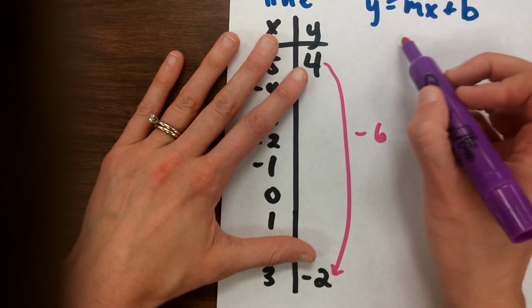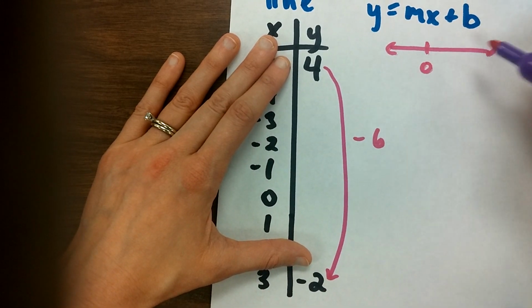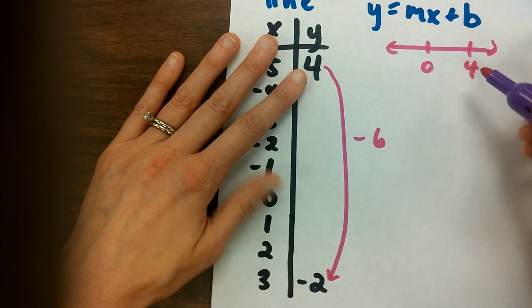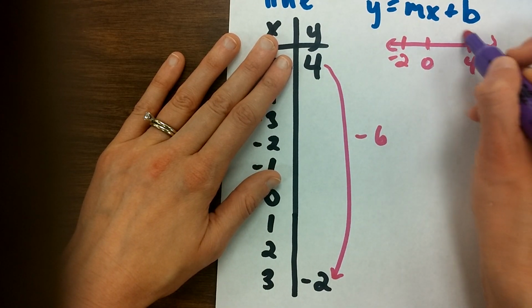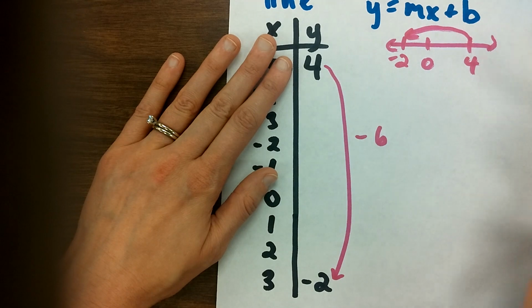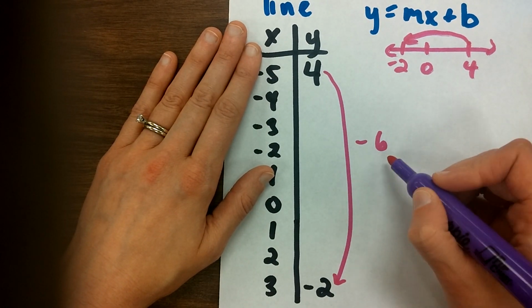Like if you think about a number line, if this is 0, if you start at +4 and end up down at -2, the amount that you moved was 6 units in the negative direction, getting smaller. So it went down by a total of -6.